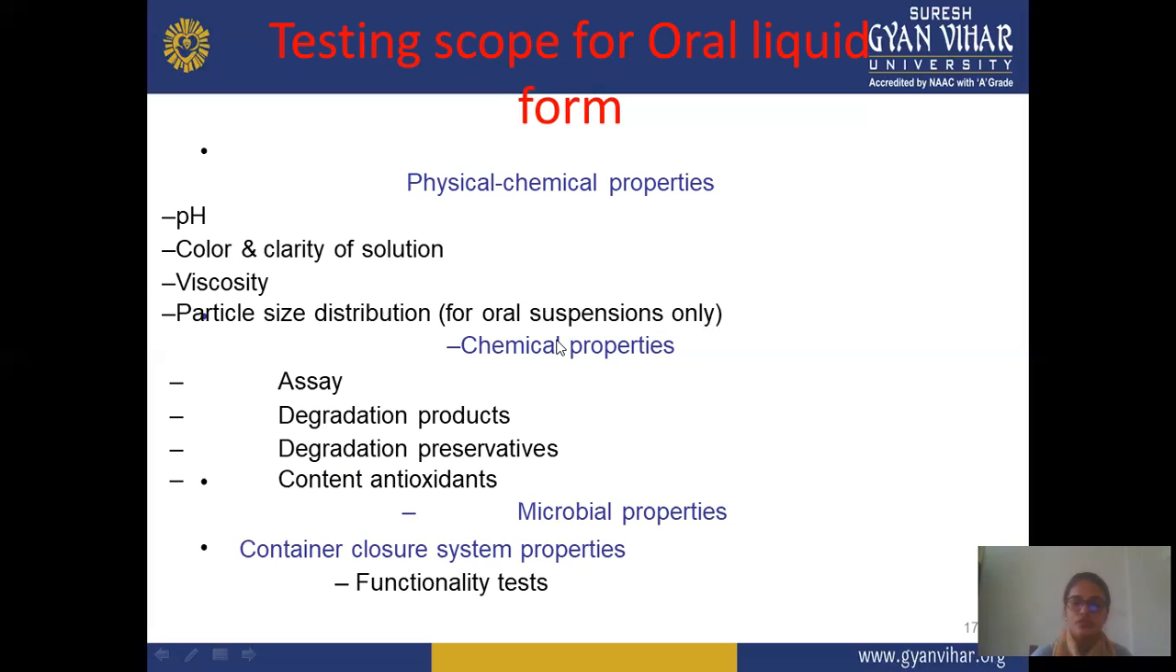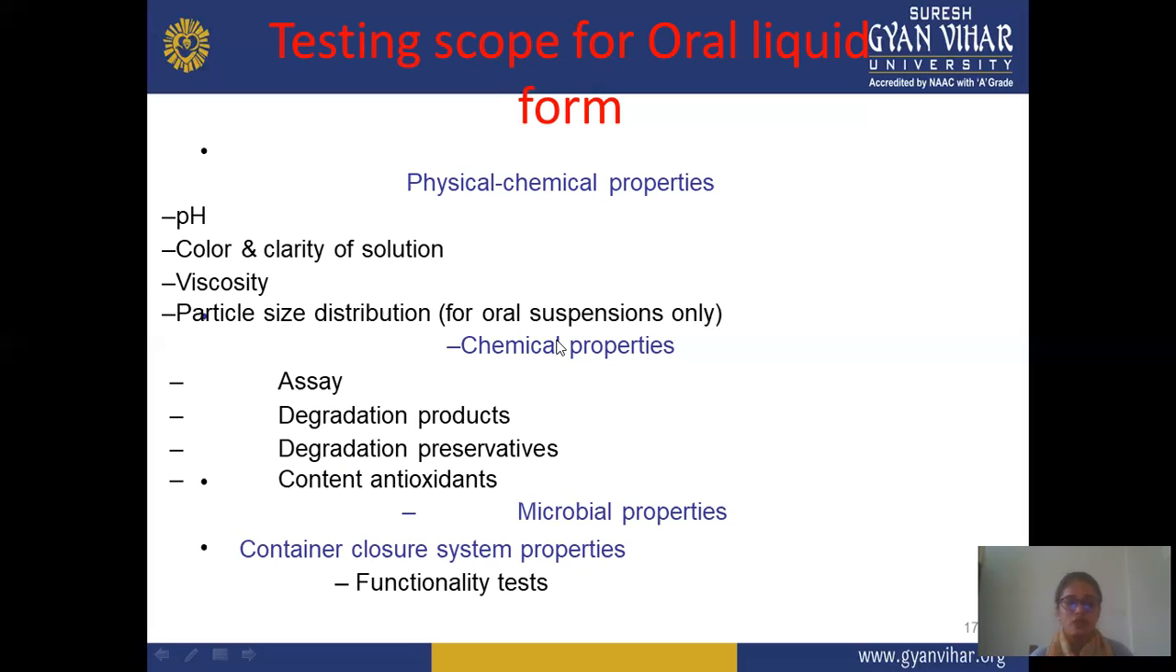Next is degradation product. In degradation product, you check whether the product is degraded or not. And certain preservatives are also responsible for degradation. You select a good preservative which helps to preserve your formulation, not to degrade the particular formulation. Next is antioxidant content. You can use certain antioxidants to prevent oxidation reactions. In this condition, you select a proper, good quality antioxidant.